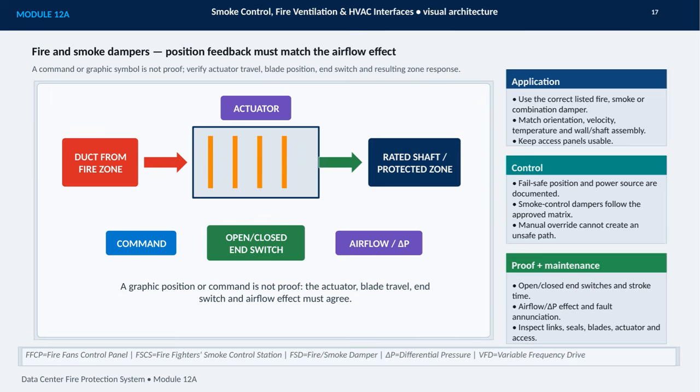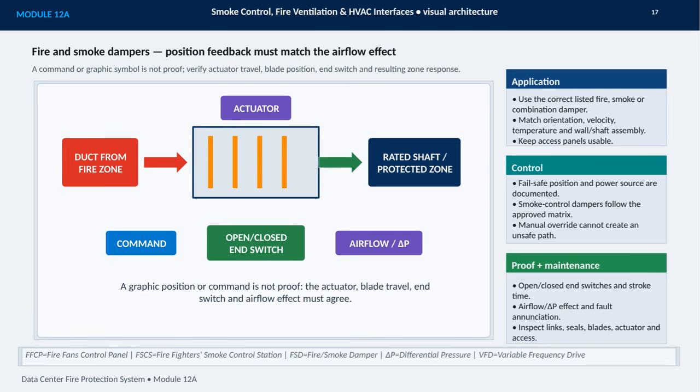The application has to be correct from the start. That means using the properly listed fire, smoke, or combination damper, and matching its orientation, velocity, temperature, and wall or shaft assembly. Access panels also need to remain usable for inspection and service. From a control perspective, the fail-safe position and power source must be documented, and smoke control dampers must follow the approved control matrix. Manual overrides cannot create an unsafe path.